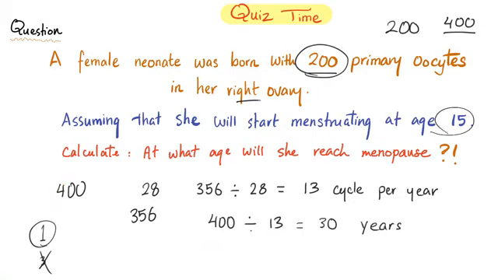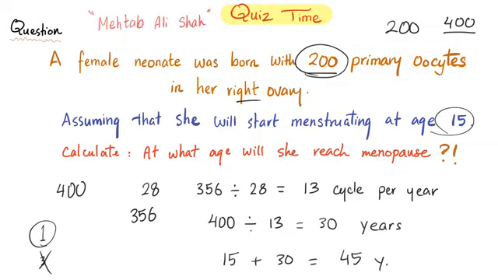She will start menstruating at age 15. 15 plus 30 equals 45 years. At age 45, she will reach menopause. Believe it or not, this question is incorrect. It has a fatal mistake.